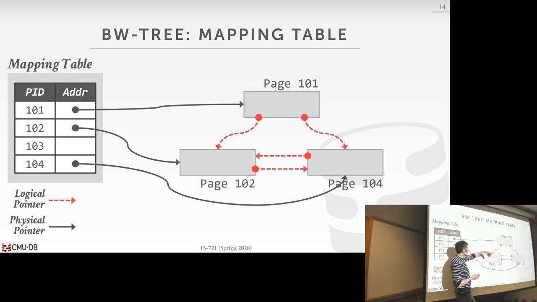In this case we have the root node, and it has two pointers to its children. The only thing we need to store in that node is the page ID of the children, 102 and 104. So if I'm traversing my tree, I'm at page 101, and now I need to get to page 102, this is not a pointer I can actually follow. I have to do a lookup in my mapping table and say, I want page 102, tell me the physical address of it. Then I can land on it. Again, I have this indirection layer that allows me to take any logical page ID and map it to a physical address.